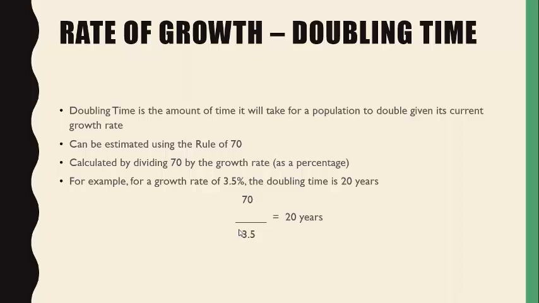Now this makes sense. If we had a 0% growth rate, for example, we would take 70 and divide it by 0, and we would get, well, it doesn't make sense. It would take an infinite amount of time for a population with no growth rate to double, which makes sense. If we had a negative number, say negative 3.5%, the population shrinking every year, it tells us how long it would take for that population to halve, given that negative growth rate. So if the population was shrinking by that amount every year, it would take 20 years for that population to halve itself.